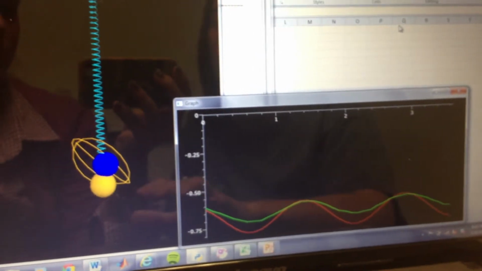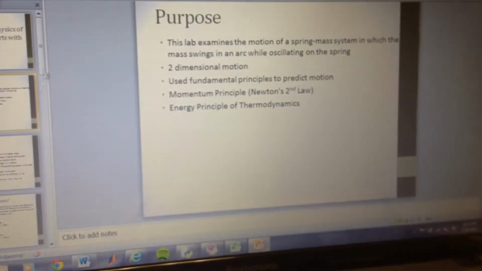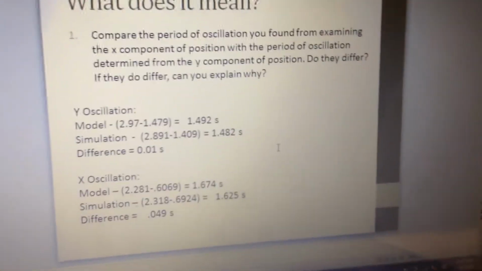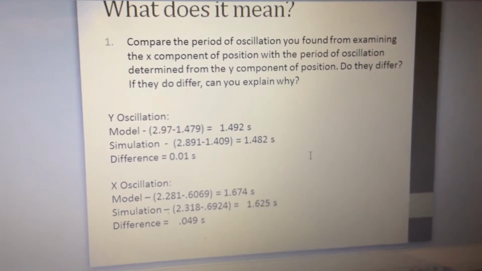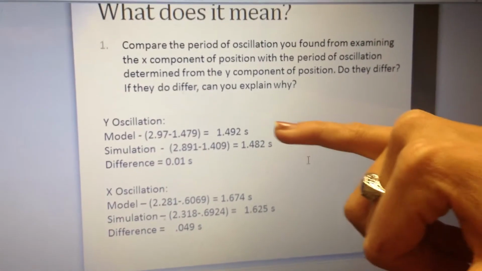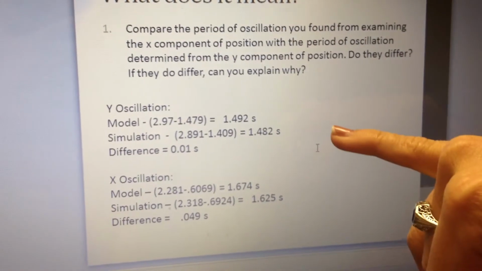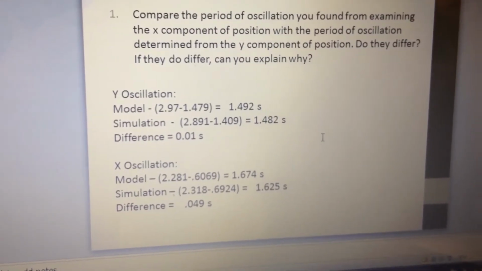Alright, so what we're going to do with all this data. Back to my PowerPoint. What does it mean? Compare the period of oscillation you found from the X component with the one you found from the Y component. So as I stated, finding the period, you go from trough to trough. So for the model, I found it to be 1.492 seconds, and for the simulation, I found it to be 1.482 seconds. And the difference is about 0.01 seconds.